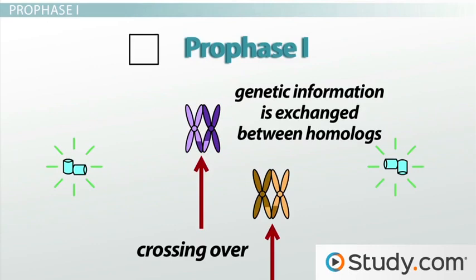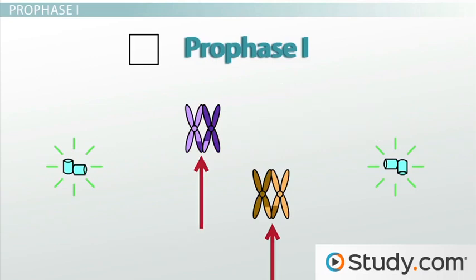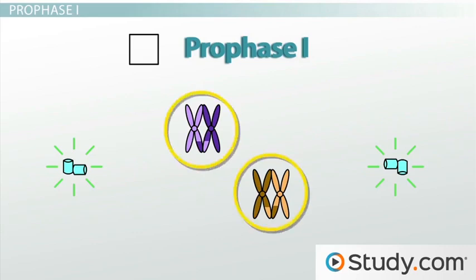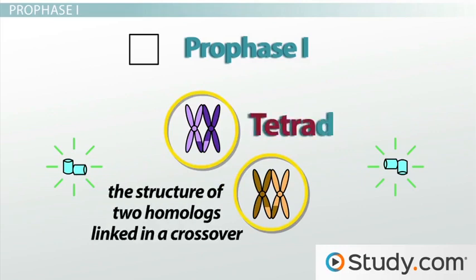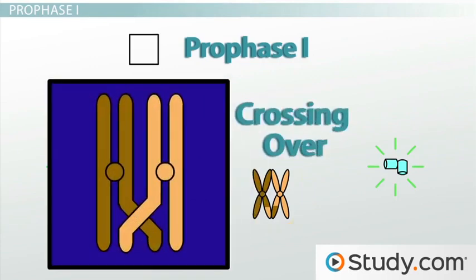Note that genetic information is exchanged between homologous chromosomes as a result of a crossover event. More importantly, the crossover event also serves to hold the homologues together so that they can be properly oriented on the meiotic spindle. When the homologues become physically linked together, the entire structure is referred to as a tetrad. And this makes sense because tetra means 4 in Greek, and there are 4 chromatids in a tetrad. Also note that the name crossing over stems from the fact that the arms of the homologues appear to cross over each other in forming this structure.